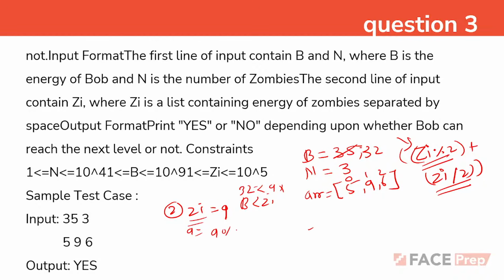So 9 mod 2 plus 9 divided by 2. According to this, we need to find 9 mod 2. Is it divisible? No, right? So it's going to be 1 plus 9 by 2, which is 4, right? So it's going to be 5. So that means B equals B minus A, which is nothing but 32 minus 5.